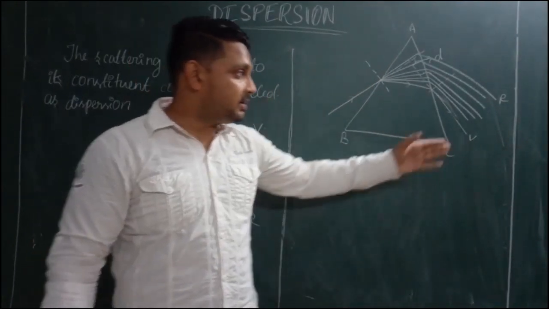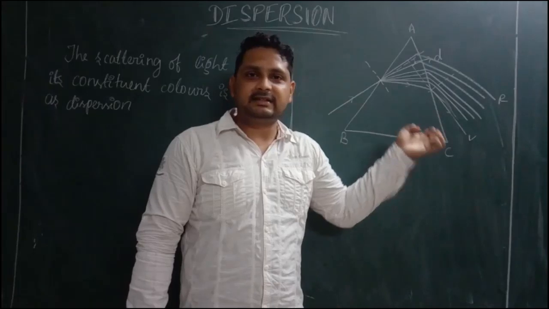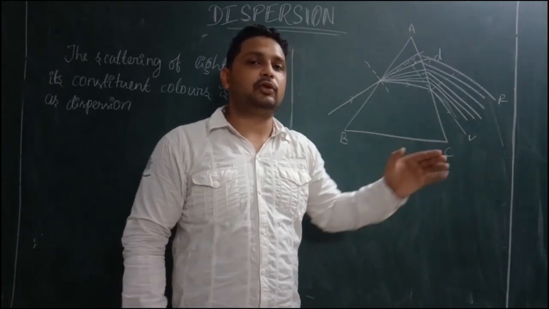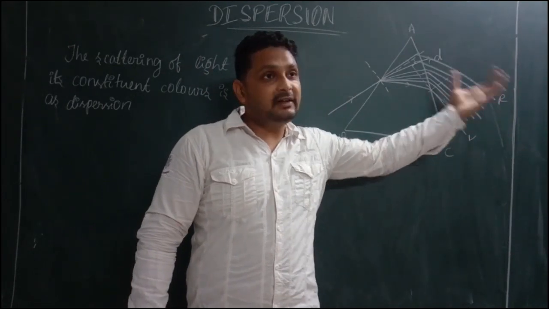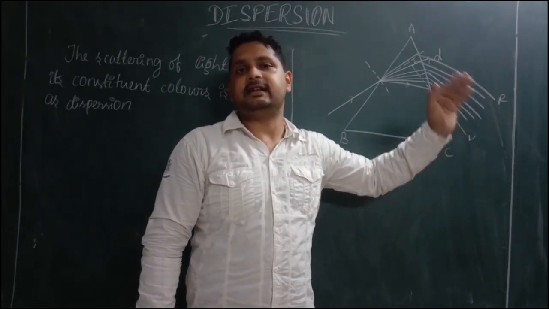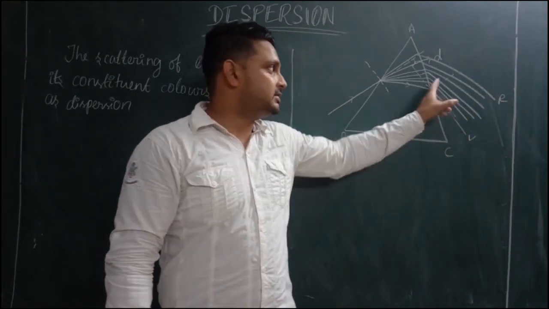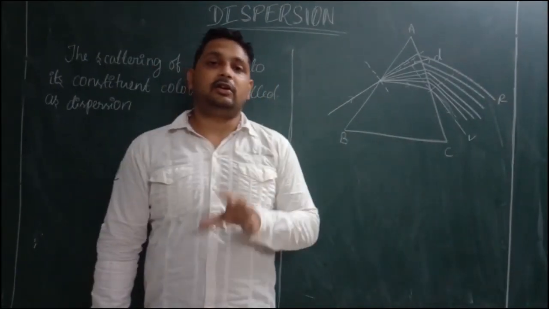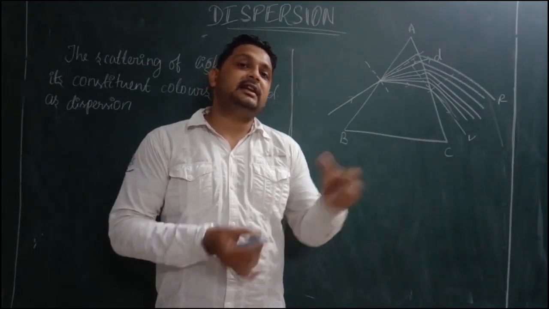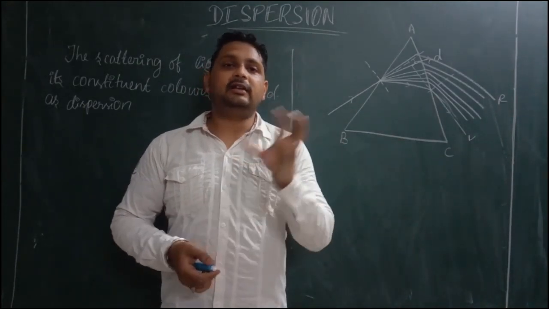The reason is that violet, since its wavelength is less, has a larger deviation angle, which means it deviates more. And red, since its wavelength is more, has a smaller deviation angle. It does not bend so much. So that's why red is formed on top and violet on the bottom. This phenomenon is called dispersion, and when it occurs in nature, a rainbow forms.